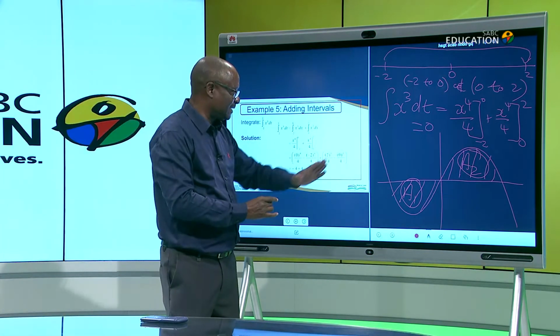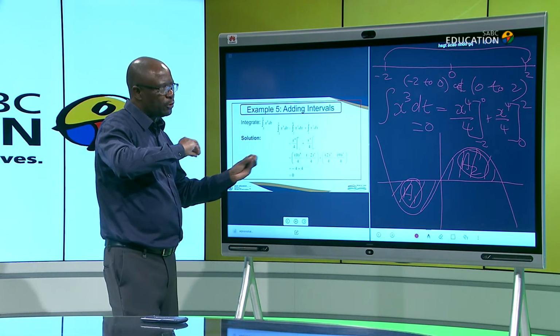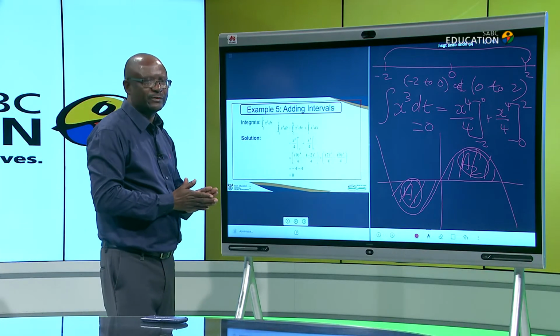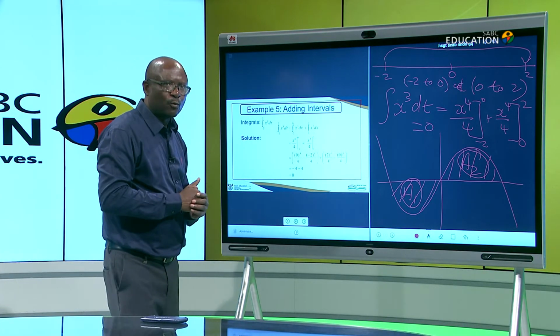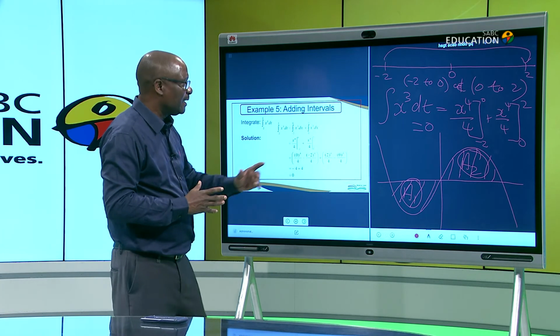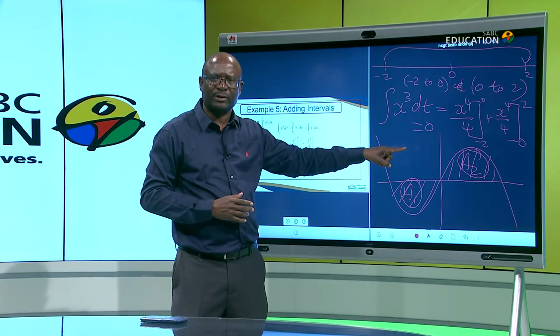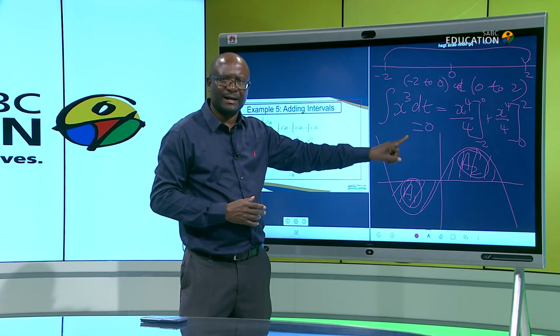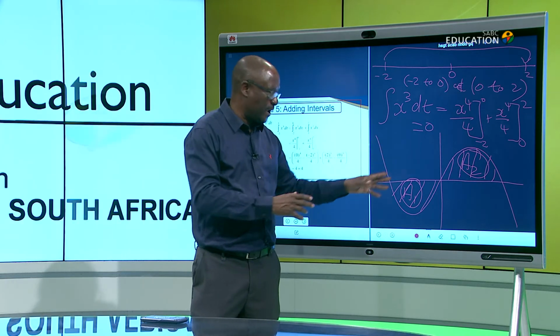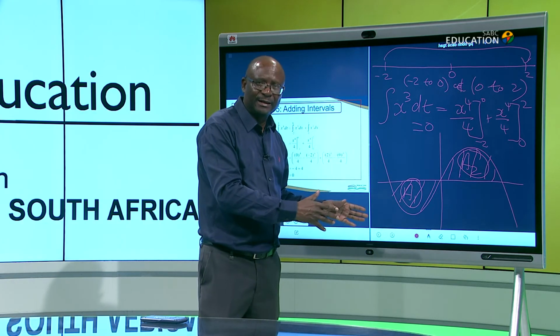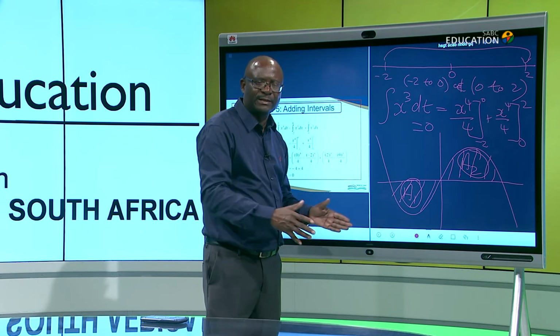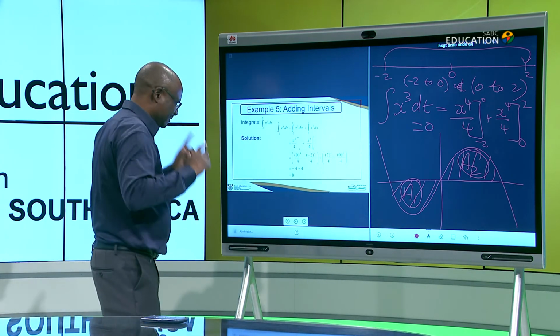But let us leave it here. We are going to show this again when we go to the graphs. What exactly are we supposed to do if we find a situation wherein, when you determine the integral, we get 0, but in actual sense the area cannot be 0? What needs to be done? Just hang on.